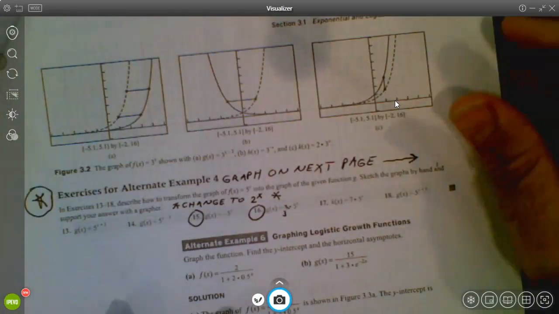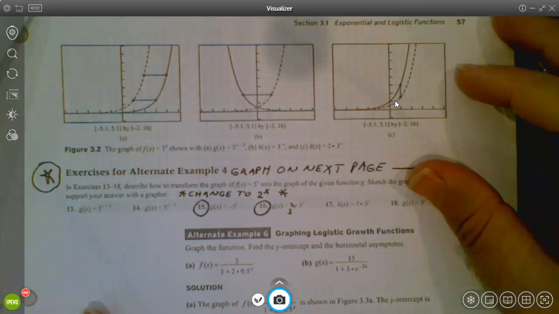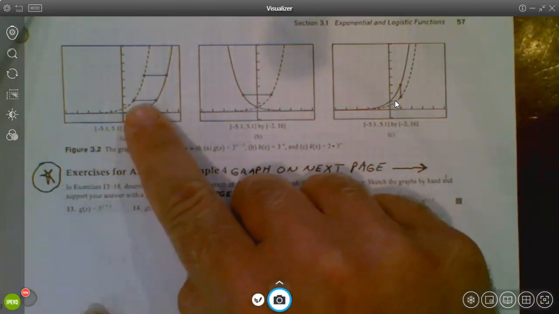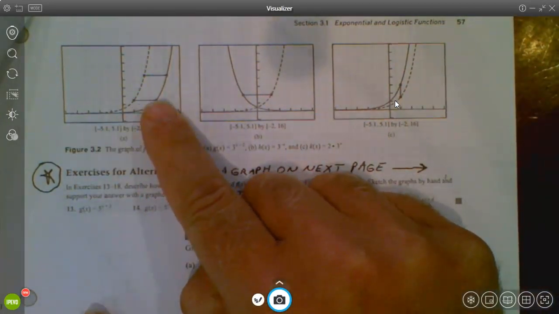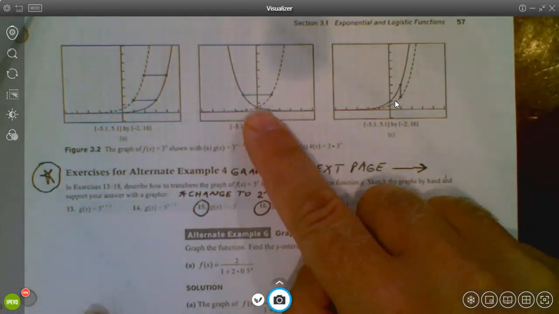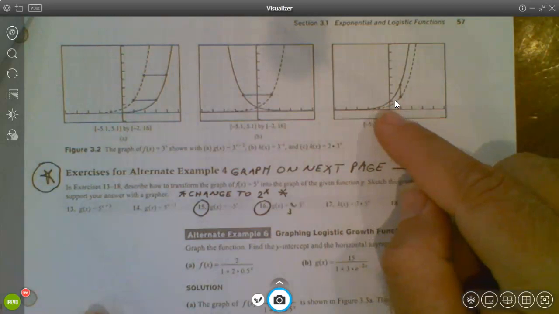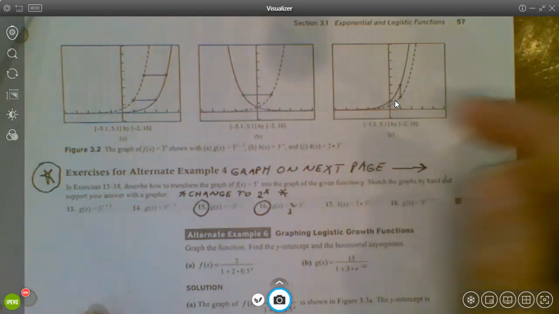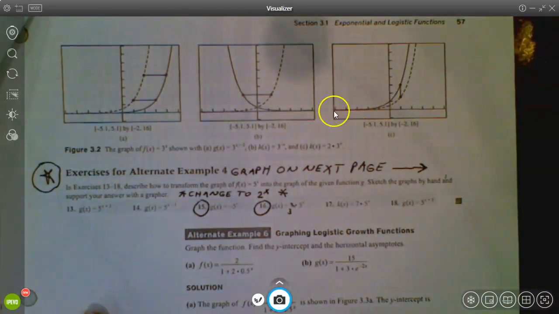So these are what I was just describing that you have on this next page. You can see how the first one just shifted to the right 2. You can see how that second one just did the reflection across the y-axis. And then you can see how we have the vertical stretch for that third graph.